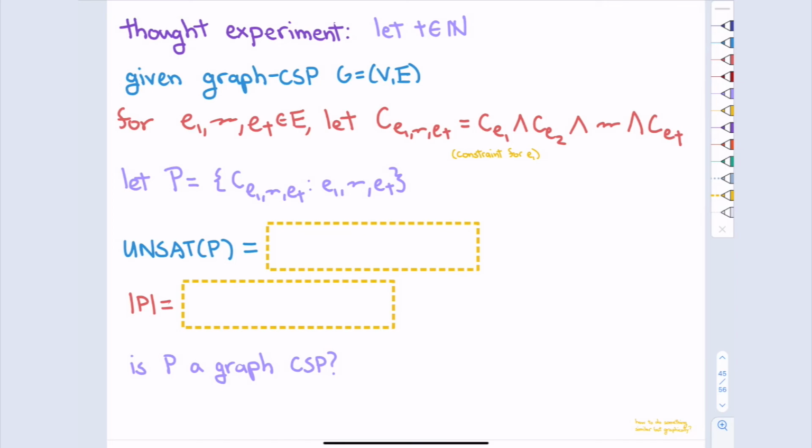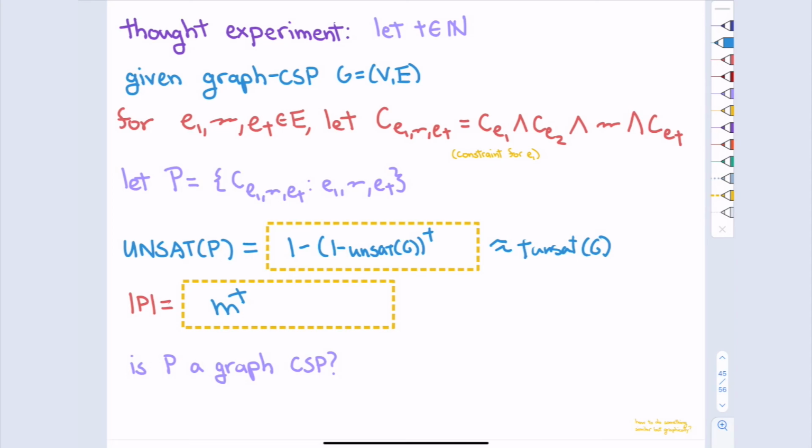So it should be 1 minus 1 minus, let's double check. Right. Okay, so it should be like 1 minus 1 minus unsat G to the T, which is roughly T unsat G if everything is small. Okay. All right. Good. And how big does P become? M to the T, right?